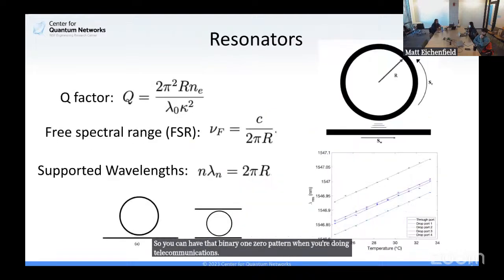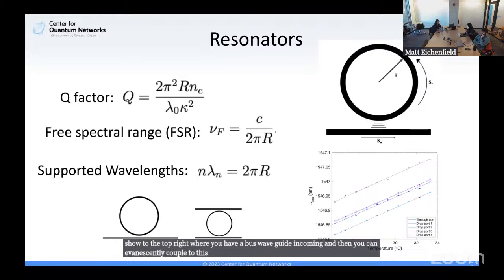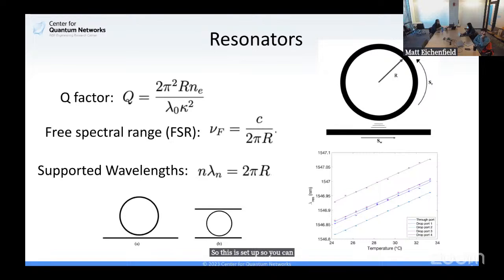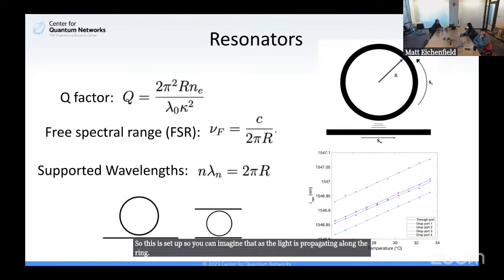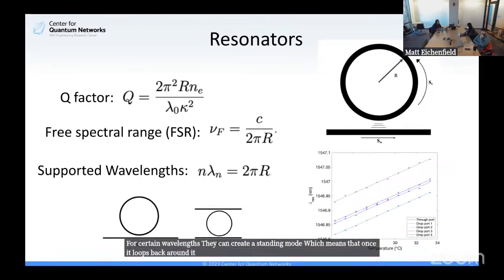And the next one that I think is important is resonators. A resonator is shown at the top right where you have a bus waveguide incoming, and then you can evanescently couple to this ring waveguide structure. You can imagine that as the light is propagating along the ring, for certain wavelengths, they can create a standing mode, which means that once it loops back around, it overlaps perfectly with itself and constructively interferes. The wavelengths that can do this within a resonator structure are what we call resonant wavelengths.